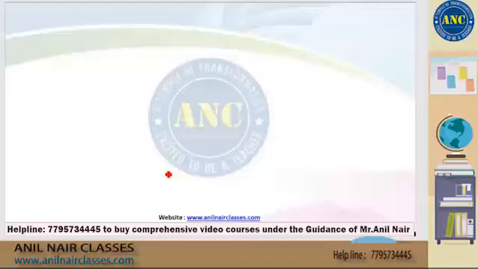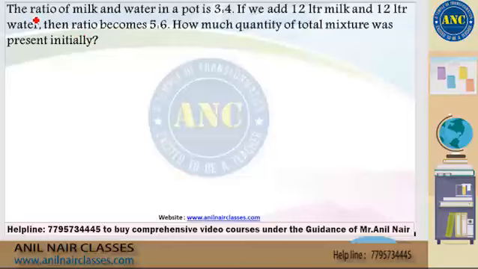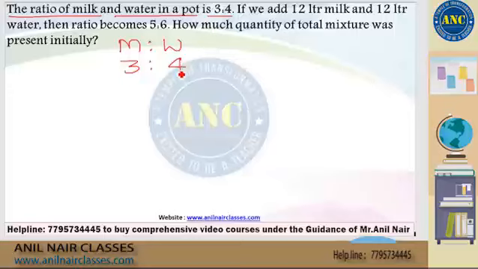Now please see the next question. Very good question. Everyone listen to this carefully, sir. The ratio of milk and water in a pot is 3:4. This is my first statement. If we add 12 liters of milk and 12 liters of water, then the ratio becomes 5:6.